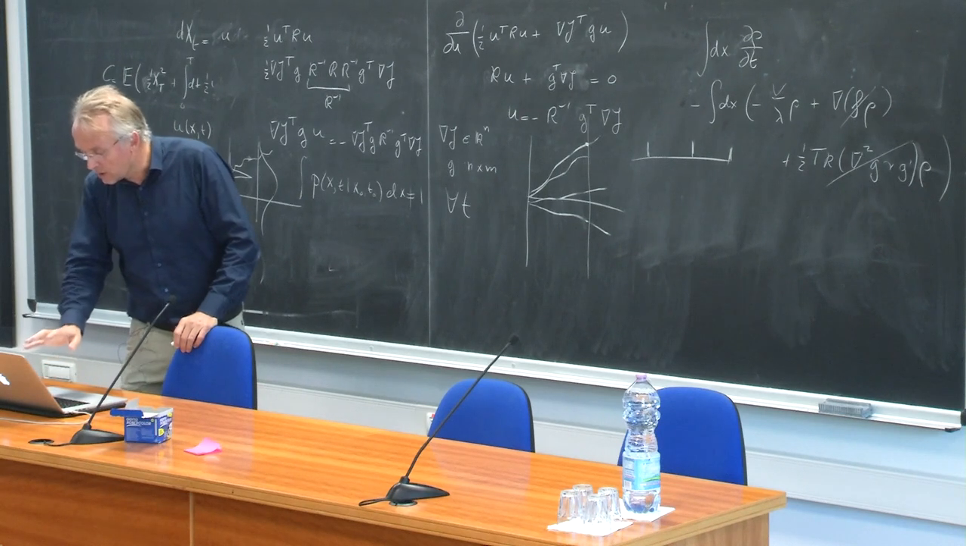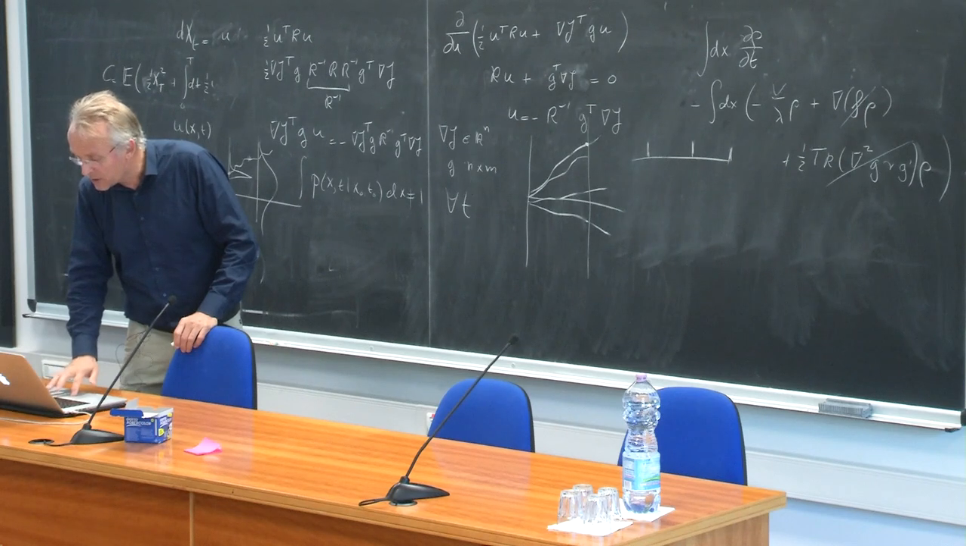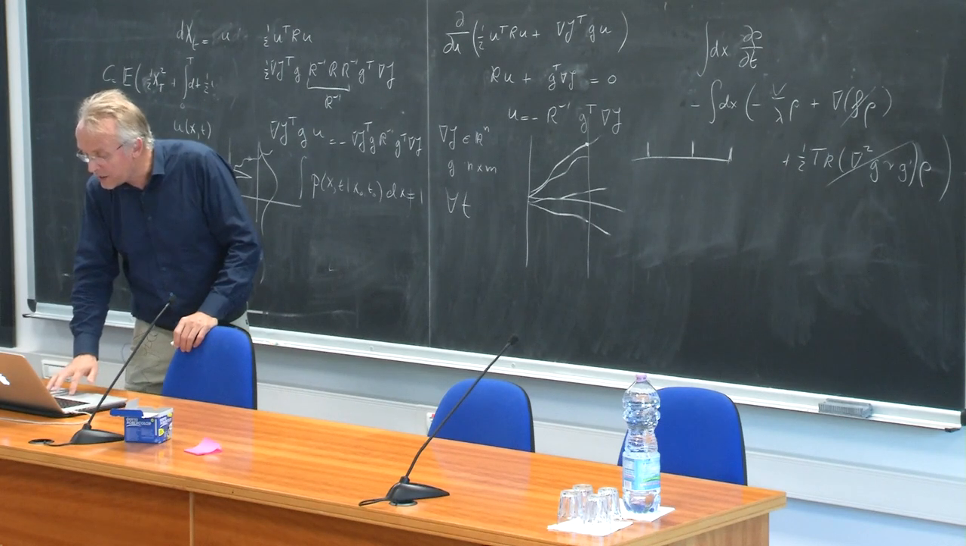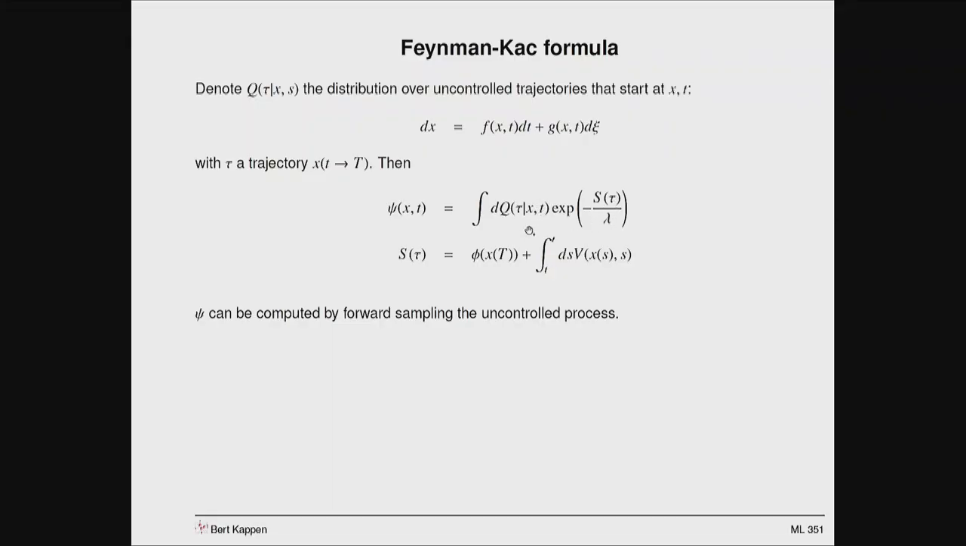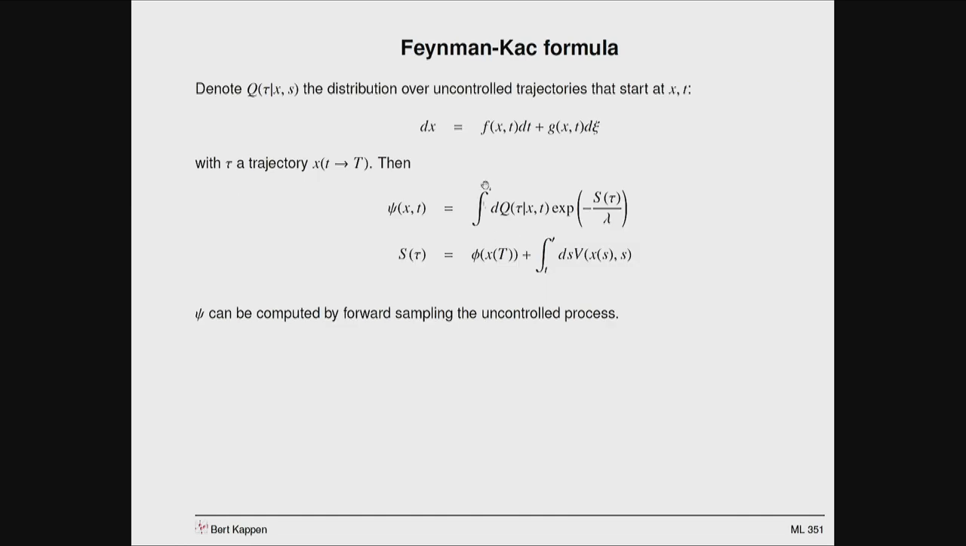Okay, so we get this, and this gives us a solution. We have to weigh each particle, each trajectory, with this factor. So that's one way to get to this path integral control. Now we see that we have the optimal cost to go in an explicit form, but I want to give you another way to derive this same result.